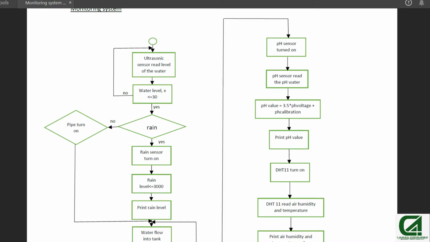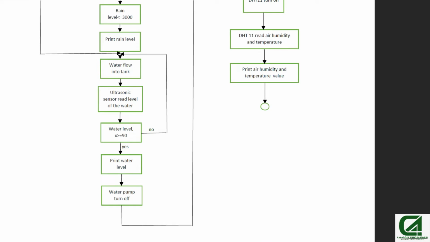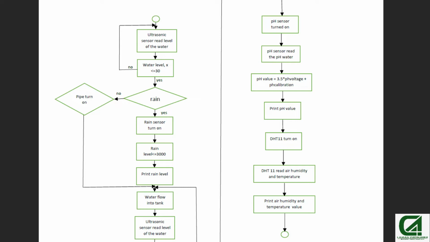After that, the water flows into the tank, and the ultrasonic sensor reads the level of the water. If the water level is more than or equal to 19, then yes, it will print the water level. If no, it will go back up to the water flowing into the tank until the water level reaches 90%. After that, the water pump turns off, and then the pH sensor turns on. The pH sensor reads the pH of the water. This is the formula to get the pH value, and then we print the pH value. And then the DHT11 turns on. The DHT11 reads air humidity and air temperature, and then prints the air humidity and air temperature values.